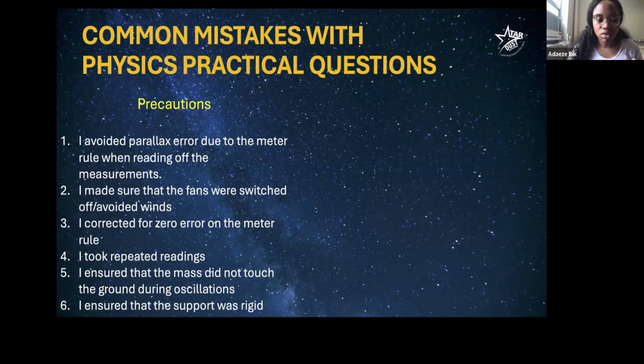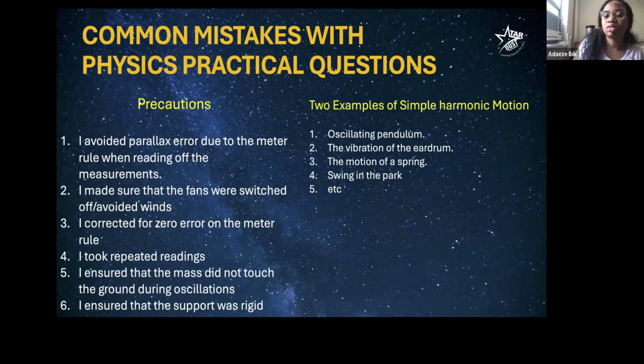Now, I wanted to take note here though that you have to personalize the precaution because you did the experiment. So you can't just say parallax error, or just say avoid the parallax. You have to make it make sense. Parallax error due to what? So you must make a complete sentence that tells the examiner that you knew what you did. Okay? And you personalize it.